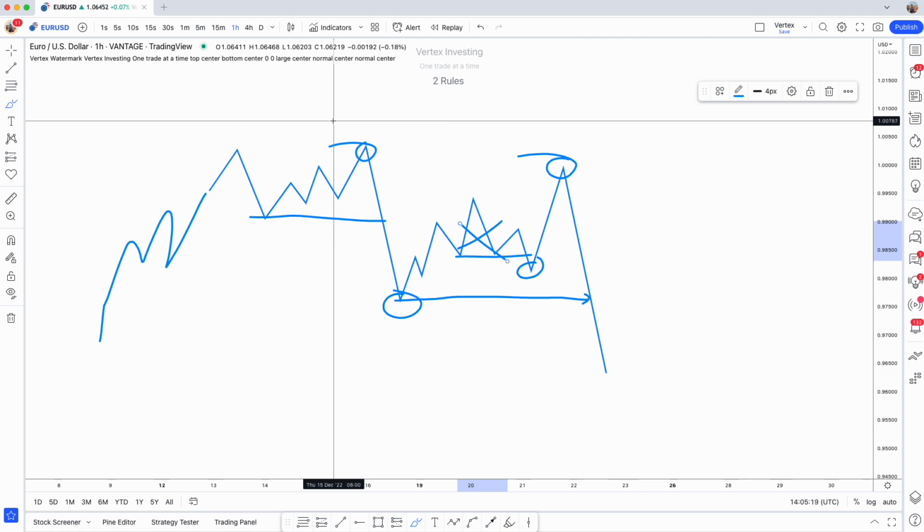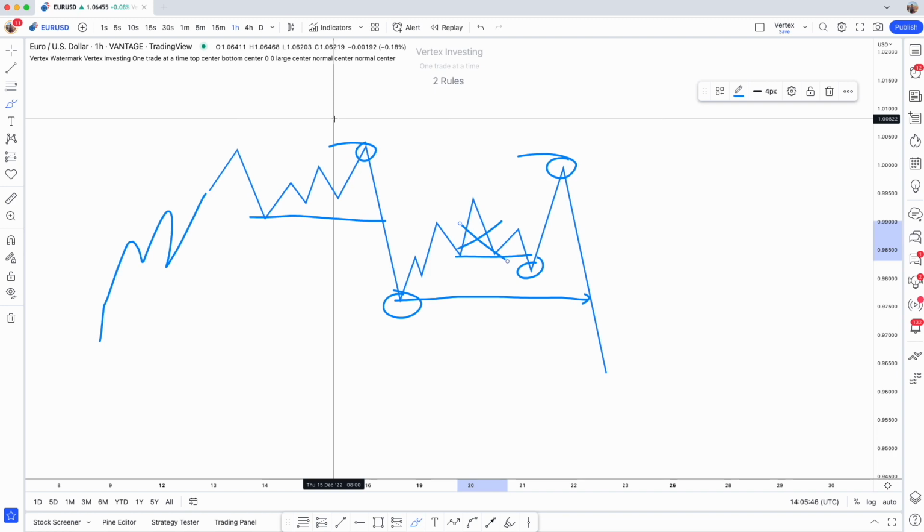Now the 2 rules will be revisited throughout the course, and you'll see everything slowly coming together in terms of tying the structure rules, the 2 rules, and our entry drills. Once we tie that all together, you'll see the 2 rules in play and how it all comes together and creates our overall edge. But these 2 rules are essentially the edge on their own.